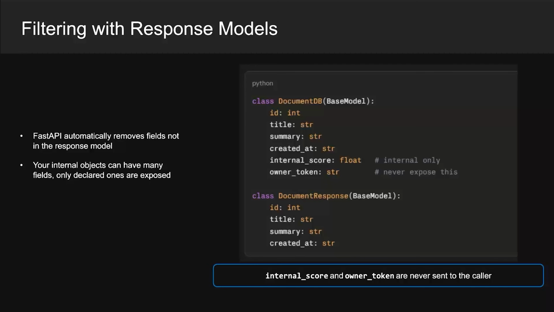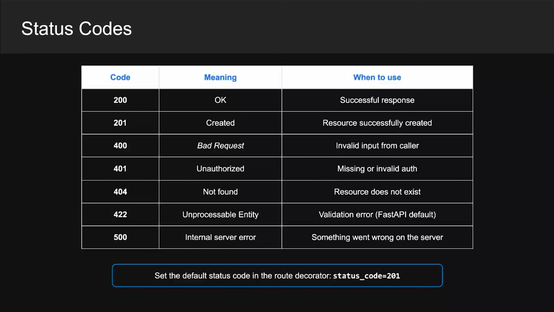You get automatic data protection without writing any filtering logic yourself. Now, status codes are how your API communicates what happened beyond just returning data. Every HTTP response has one. The 200 range means success. 200 is the standard success code. 201 means a new resource was created.